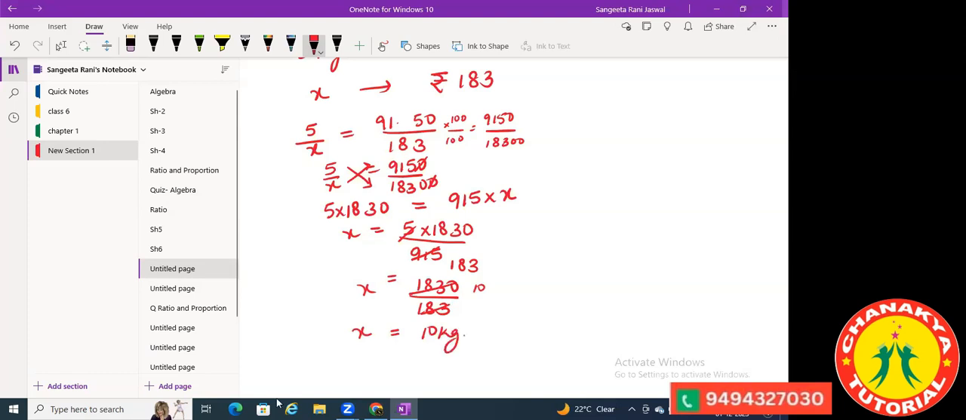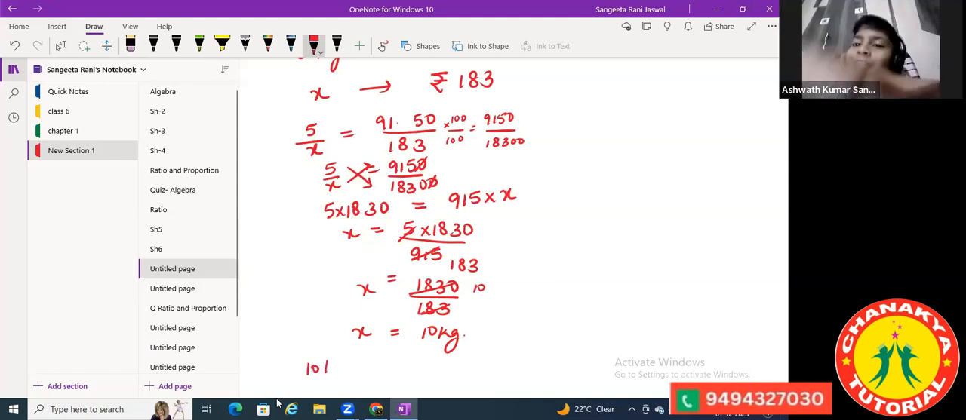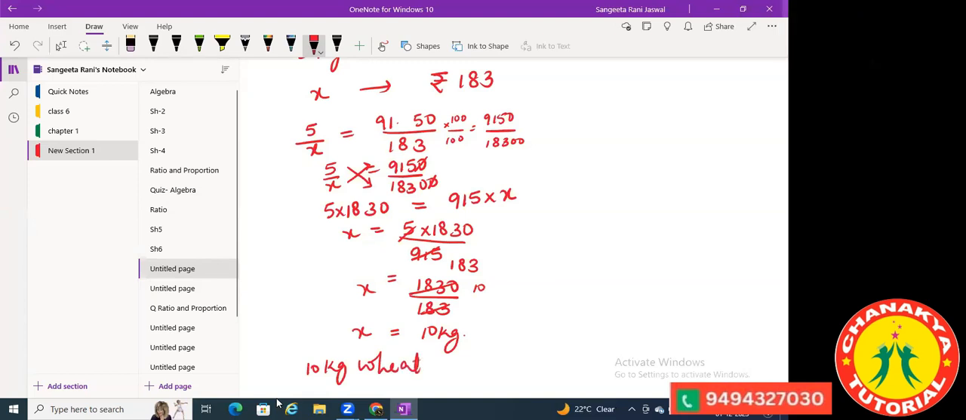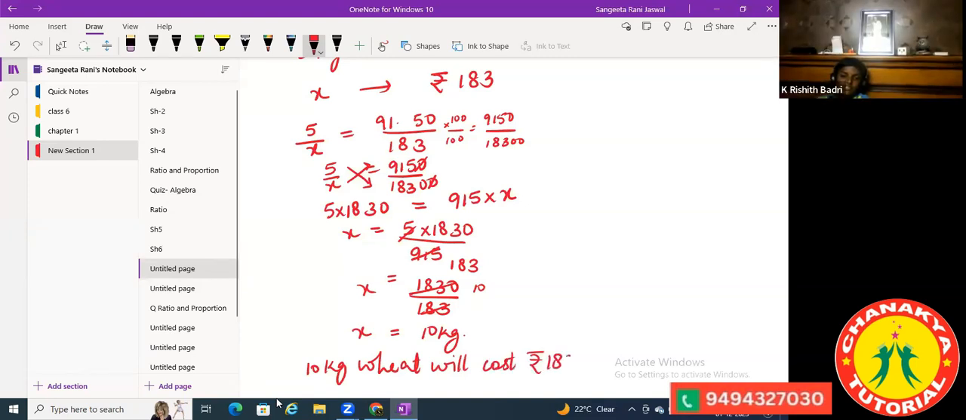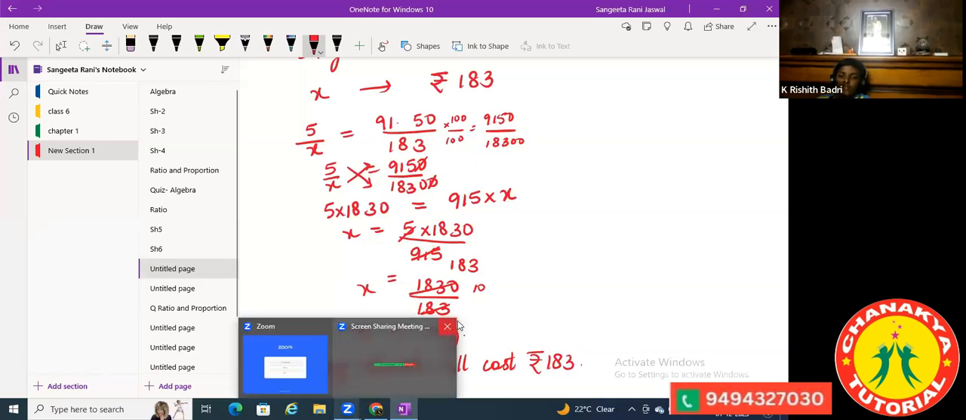So that means in 183 rupees, we will get 10 kgs. Ma'am, I'm not getting it, at the last part. Ma'am, I made a mistake; I wrote it as 5x equals to 1830 into 915, this one.